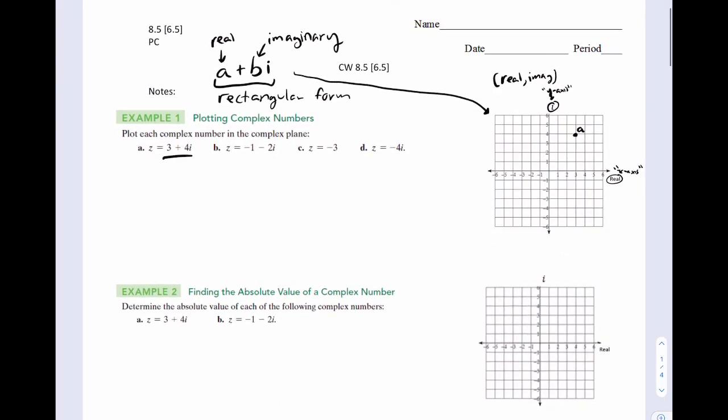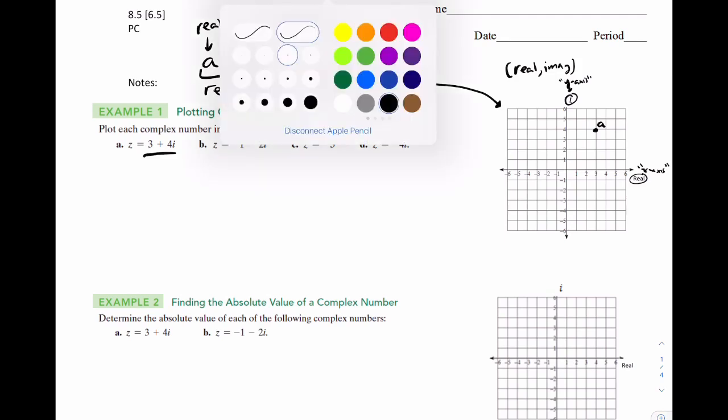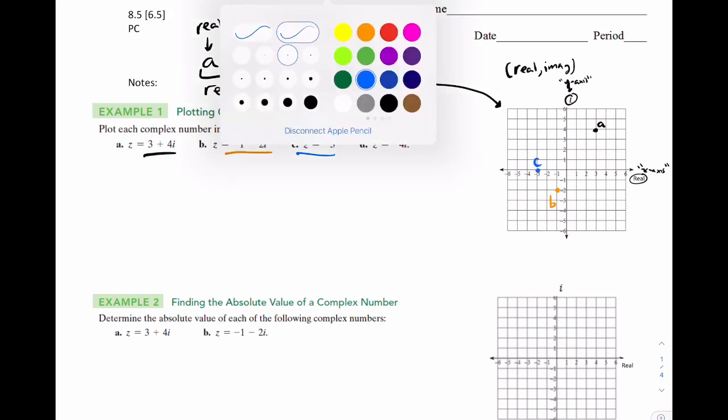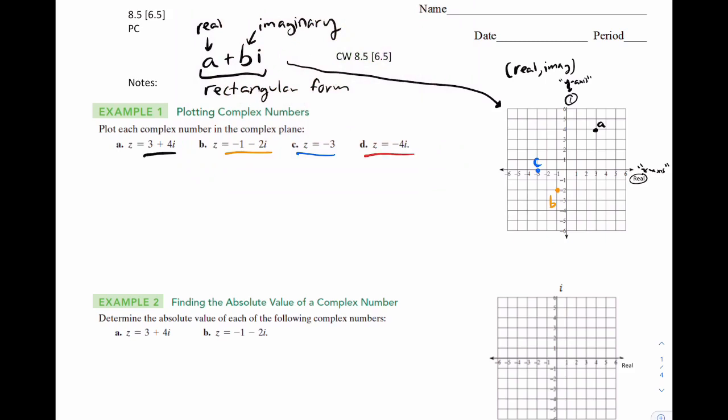Same idea. So for B, I'll do this in orange. -1 minus 2i. Let's go 1 left, 2 down. There's your B. Part C I'll do in blue, -3. So notice how it's only the real part, so I'm going to go 3 left. And then the last one I'll do this in red, -4i. That's only the imaginary part. So I'm going to go down 4. D. And we're done. We've plotted our first points in the complex plane.